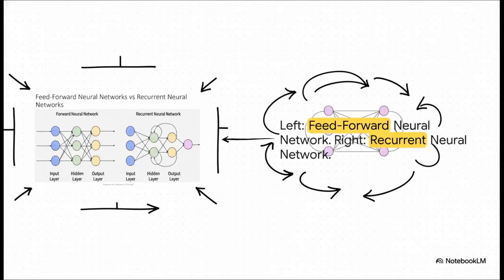Okay, so right off the bat, you can see the core difference just by looking at them. Over on the left, you've got the feedforward network, the FFNN. See how it's just a straight shot? Information goes in one end and comes out the other. But then look at the recurrent neural network on the right, the RNN. It's got loops. Information can actually circle back on itself. And that one little design change, it changes everything.